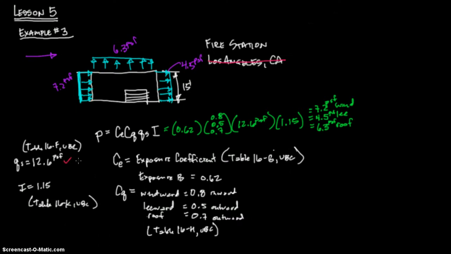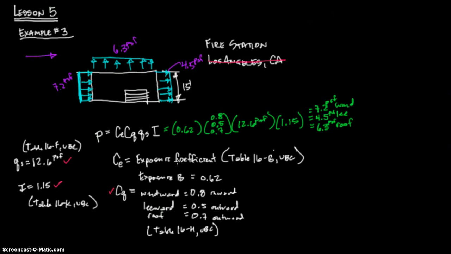So let's give it a little check. Importance: it's still a fire station, so I leave it with the same importance. Exposure factor: now we're cooking with fire here. These are still going to be the same because we're still talking about the windward, the leeward, and the roof on a flat roof building. So these are going to stay the same. But our exposure coefficient is going to be different.